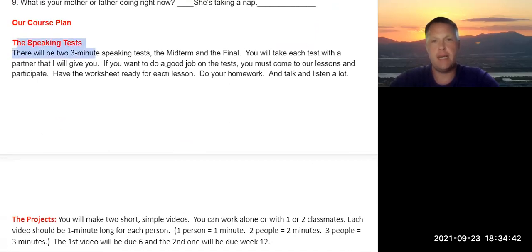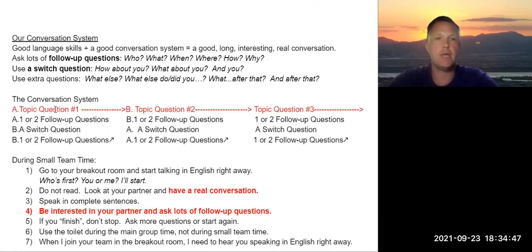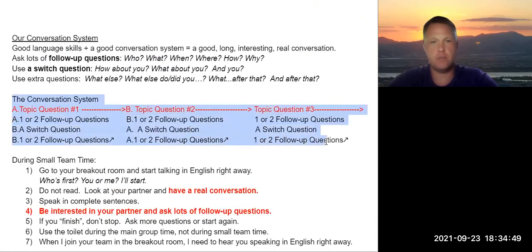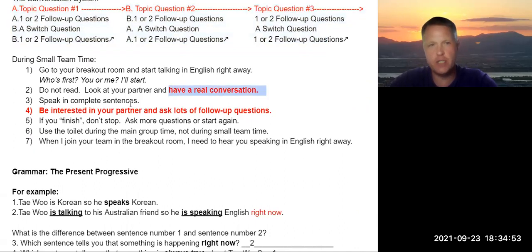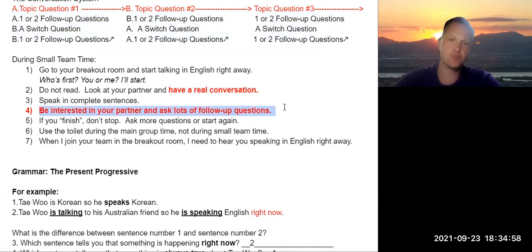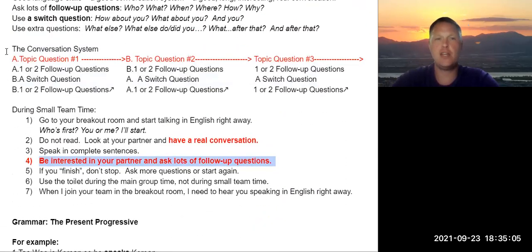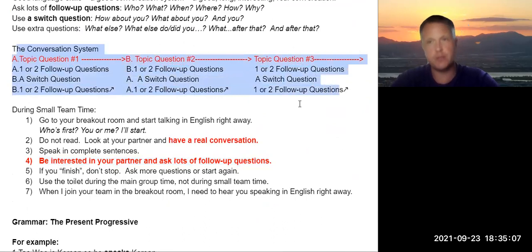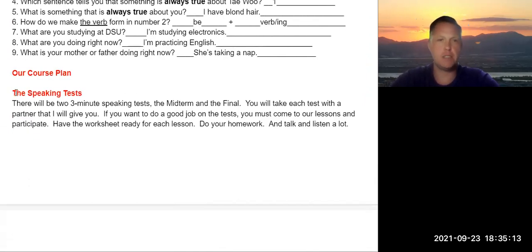So again, the speaking tests. If you want to do well on the speaking tests, you need to come to class every week and practice using the conversation system. And it's really important that you have real conversations and be interested in your partner. Okay? Those are the 2 most important things. So if you understand and you can use this system, which you should be able to after 2 or 3 lessons, you will do well on the speaking tests.